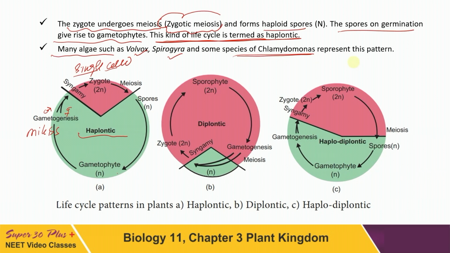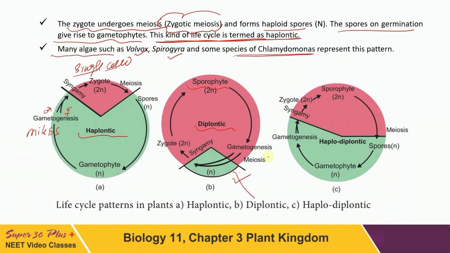Come to the next now. This is the diplontic one. You compare it with this. Here the haplontic stage was the dominating one, as you are seeing with green color. In the diplontic life cycle, the haploid or gametophytic stage is short-lived. The dominating one is the diplontic stage, that is the sporophyte. The main plant body is the sporophyte, and that is the diplontic one.